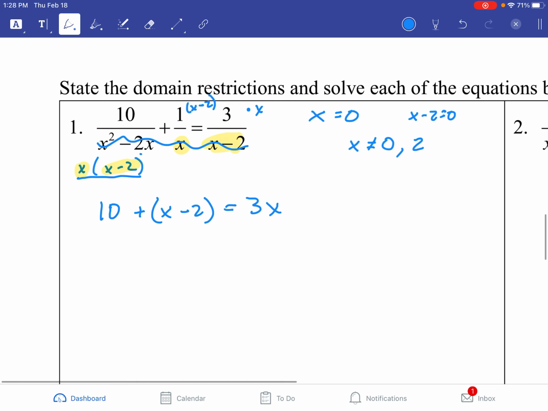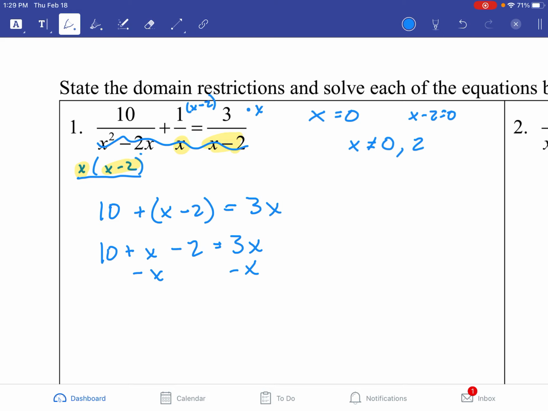Now we have to solve it. I'm going to rewrite this without the parentheses. So 10 plus x minus 2 equals 3x. Now I'm going to get all the x's on one side and combine the like terms on the other side. I'm going to subtract x. 10 minus 2 is 8, and 3x minus x is 2x. If I divide both sides by 2, I'll get 4. Now you have to do the check. Is our answer of 4 in the domain restrictions? No, it is not, so it is fine. It works.